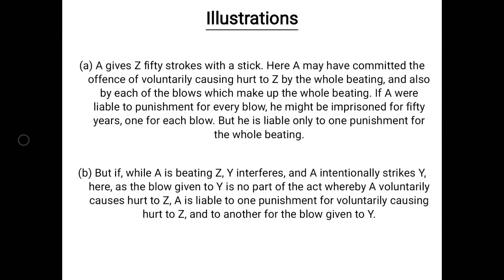Illustrations. A. A gives Z 50 strokes with a stick. Here A may have committed the offence of voluntarily causing hurt to Z by the whole beating, and also by each of the blows which make up the whole beating. If A were liable to punishment for every blow, he might be imprisoned for 50 years, one for each blow, but he is liable only to one punishment for the whole beating. B. But if, while A is beating Z, Y interferes and A intentionally strikes Y, here, as the blow given to Y is no part of the act whereby A voluntarily causes hurt to Z, A is liable to one punishment for voluntarily causing hurt to Z and to another for the blow given to Y.